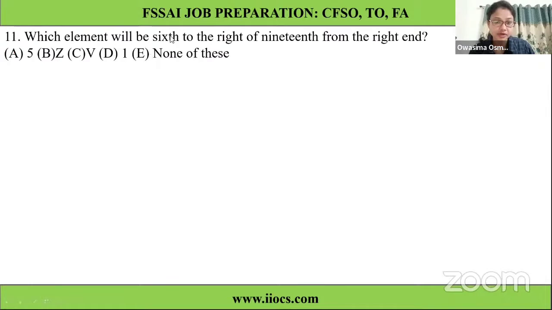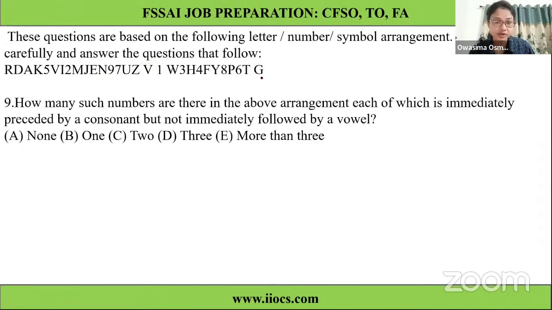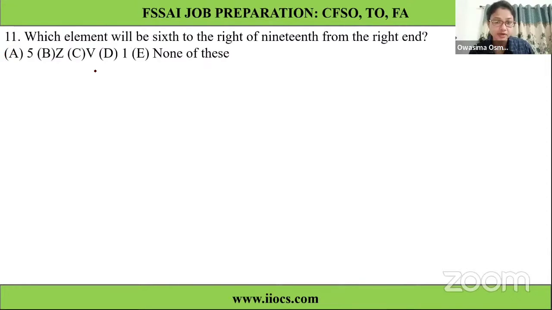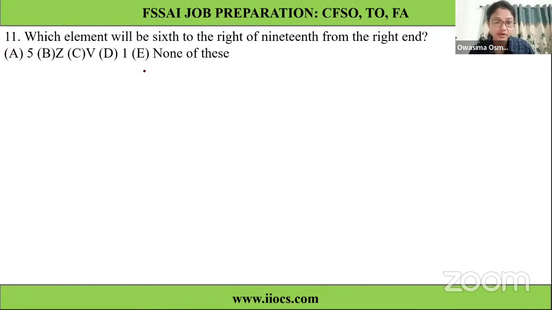Next, which element will be 6th to the right of the 19th from the right end? So what is the 19th term from the right end? 1, 2, 3, 4, 5, 6, 7, 8, 9, 10, 11, 12, 13, 14, 15, 16, 17, 18, 19. He is the 19th term, and they ask about the 6th to the right: 1, 2, 3, 4, 5, 6, V. So our answer is V, option C.